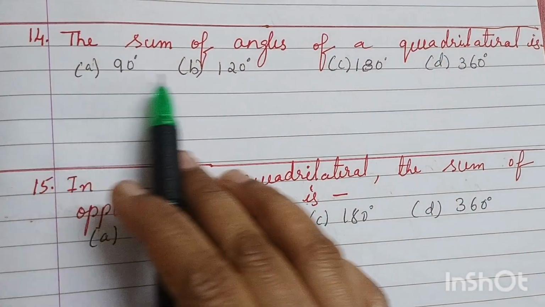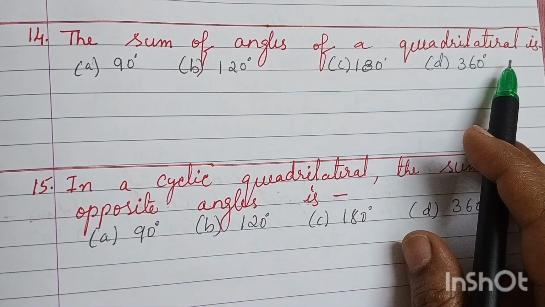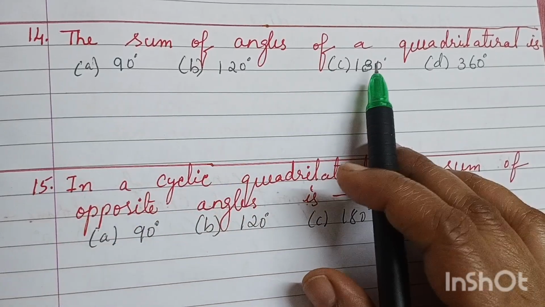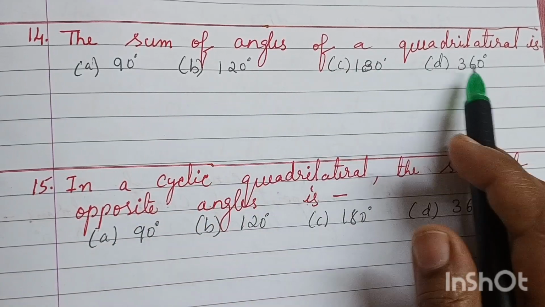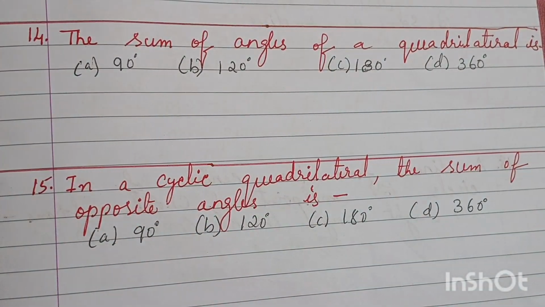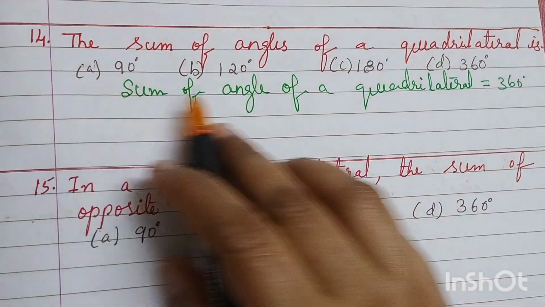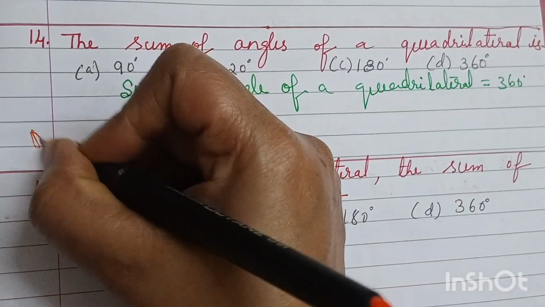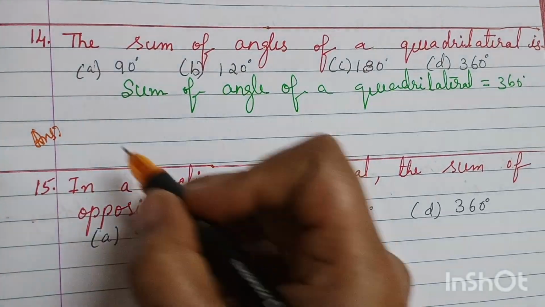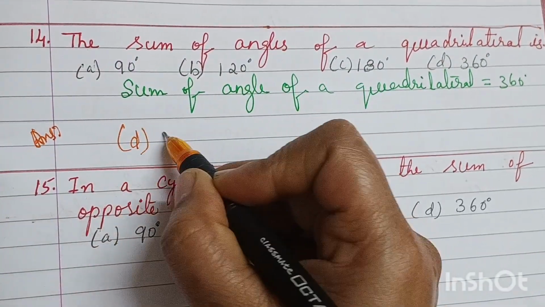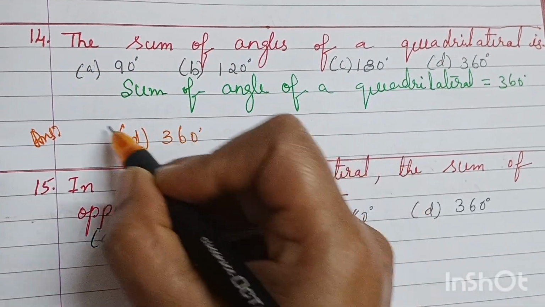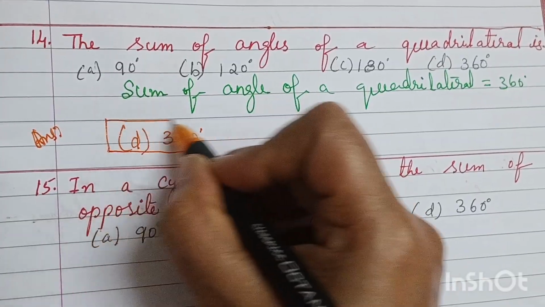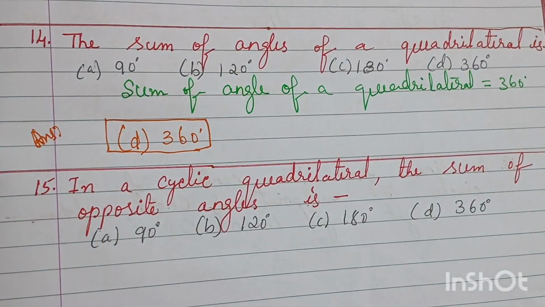Next question. The sum of angles of a quadrilateral is, कितना रहता है? Sum of angles of a triangle is 180 degrees. Sum of angles of a quadrilateral is 360 degrees. Option D. Answer is option D. So हम लिखेंगे D, 360 degrees.